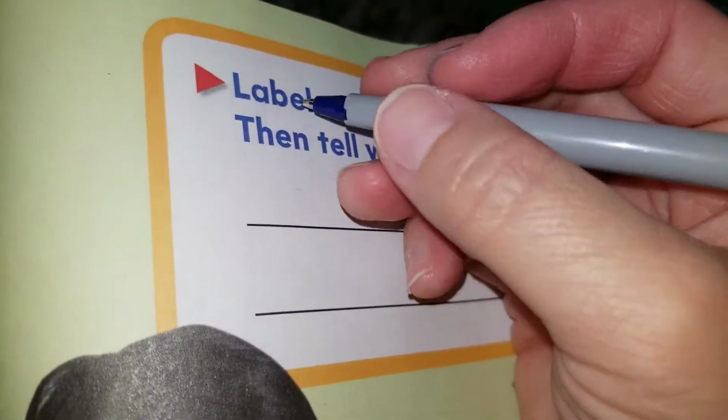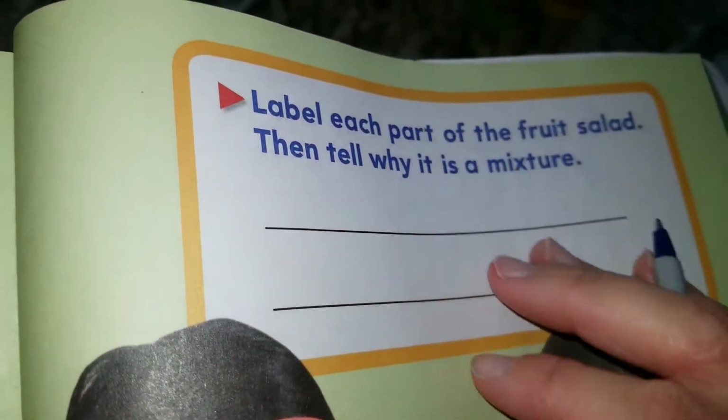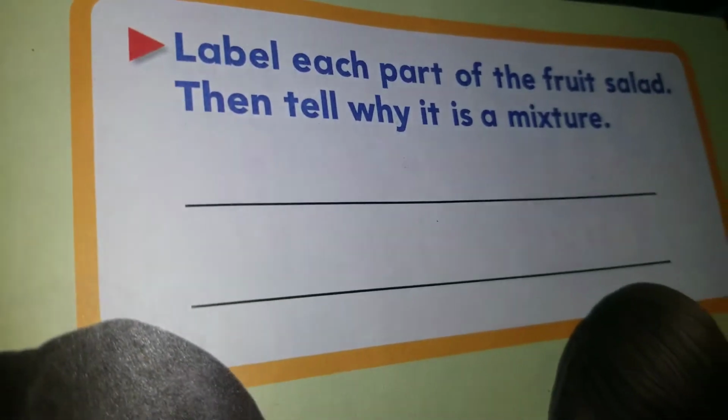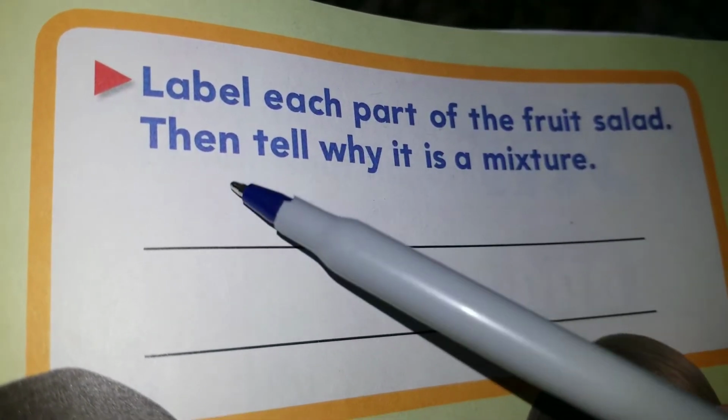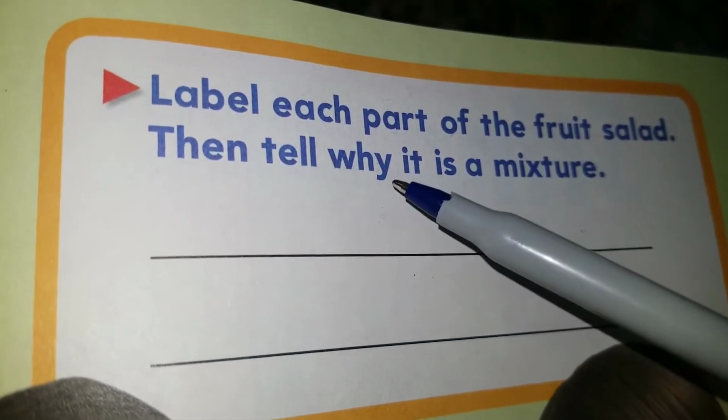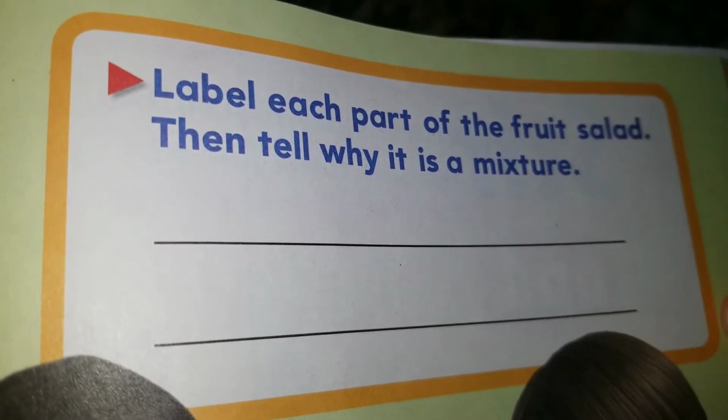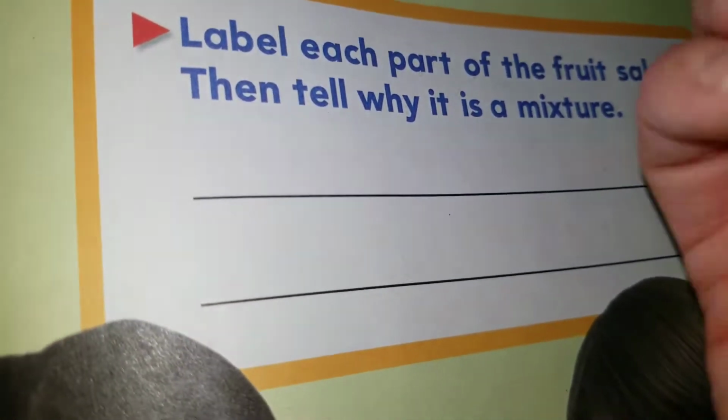Why is it a mixture? Well, we're actually going to write what is a mixture, right? Because over here it says label each part of the food. We're going to do that now. And then it says, then tell why it is a mixture. So it is a mixture because we are putting together different kinds of matter.